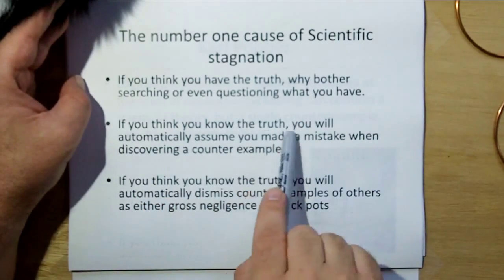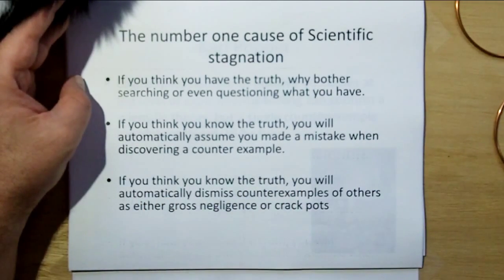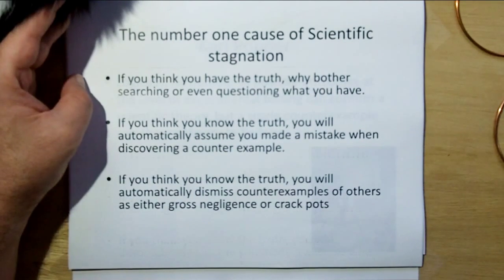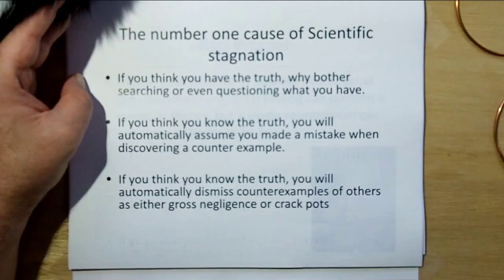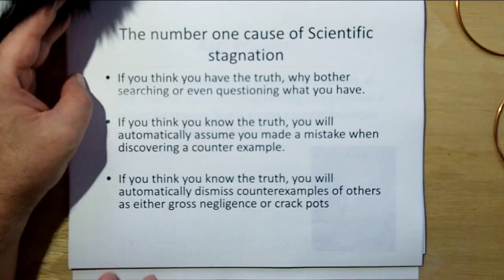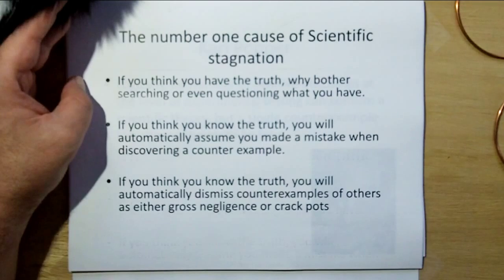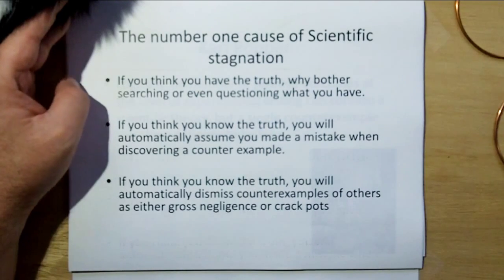If you think you know the truth, you will automatically assume you've made a mistake when discovering a counterexample. In other words, if your experiment does not agree with relativity, what most people will do is assume they did something wrong. Or you got something wrong with the experiment somewhere. You'll automatically not question the theory, and so that's going to slow you down. Maybe eventually you'll start questioning the theory, but maybe not.